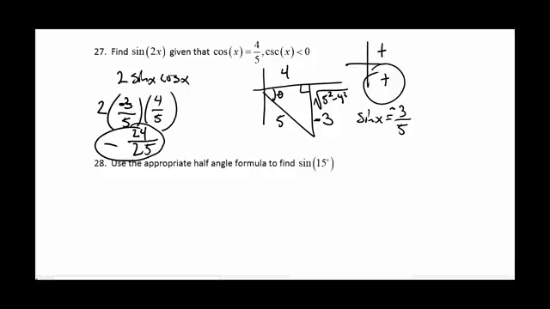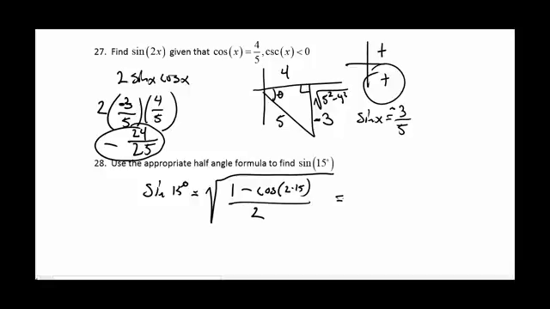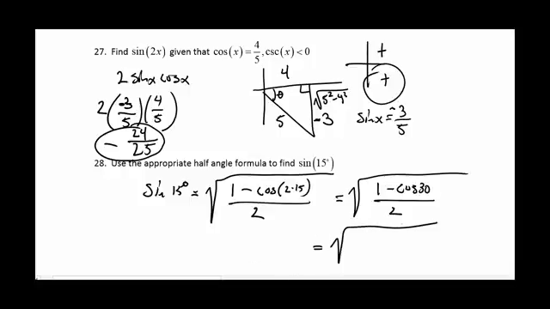Number 28, use the appropriate half-angle formula to find the sine of 15. Okay, well, the only half-angle formula we happen to know, so sine of 15 degrees, is the square root of 1 minus cosine of 2 times 15 all over 2. So 1 minus cosine of 30 over 2. All right, cosine of 30 is square root 3 over 2.